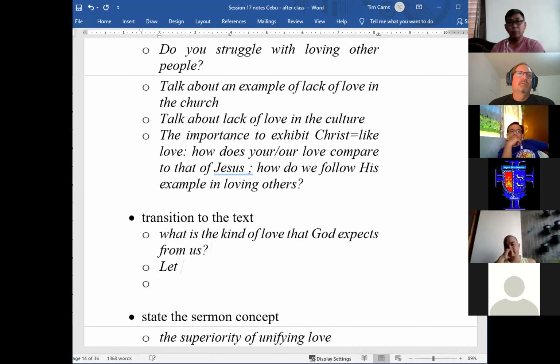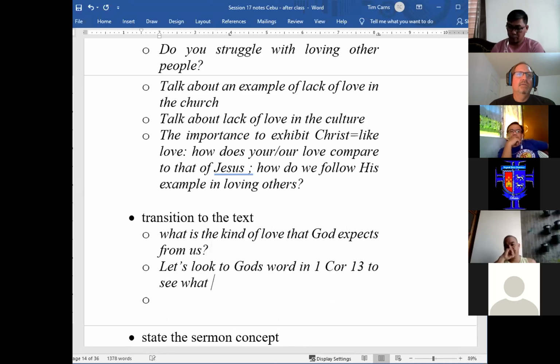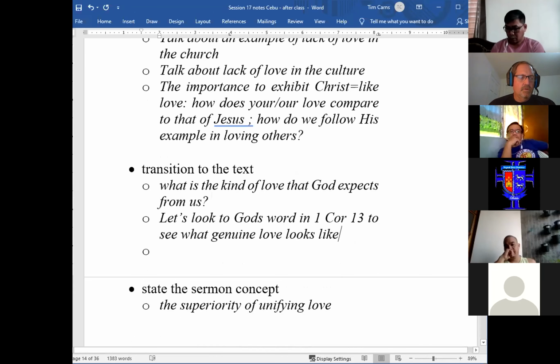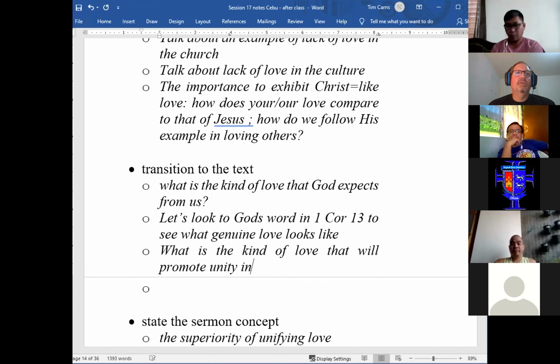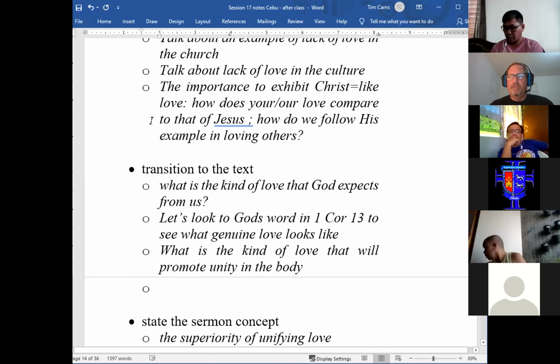Or let's look to God's word in 1 Corinthians 13 to see what genuine love looks like. Or what is the kind of love that will promote unity in the body? Let's say that you just shared an example of a disunity in the church and the lack of love shown between two people, just to create the need, and say, so what would you say to those two people?